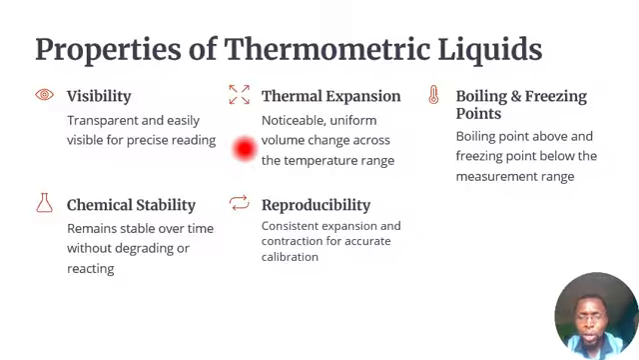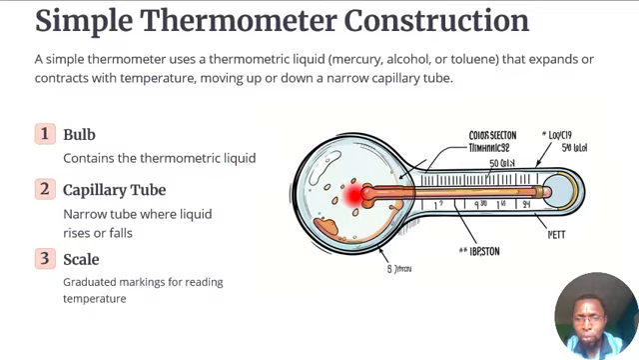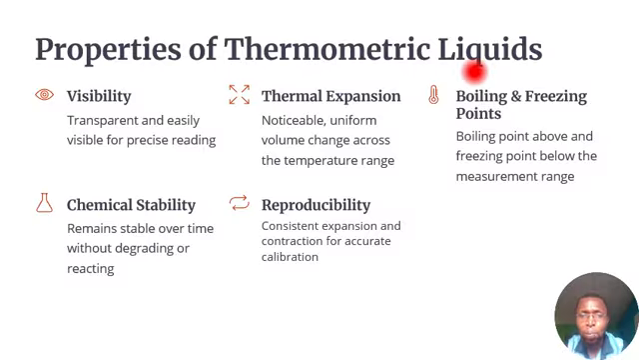Now, we mentioned that there is a thermometric liquid in this bulb. This thermometric liquid is not just any liquid. I mentioned that it could be either alcohol or mercury. Sometimes it could even be toluene. Now, this thermometric liquid must have some properties before you can use it. If you are going to use any thermometric liquid, then it must possess these characteristics.